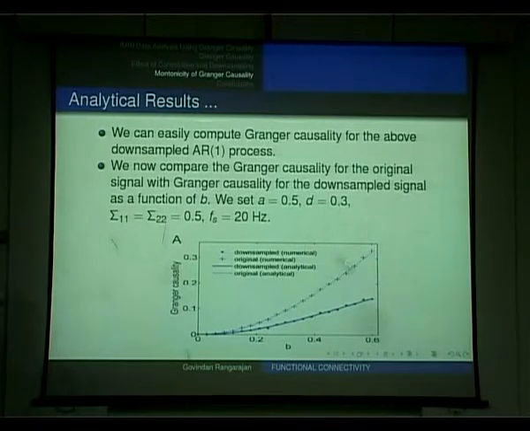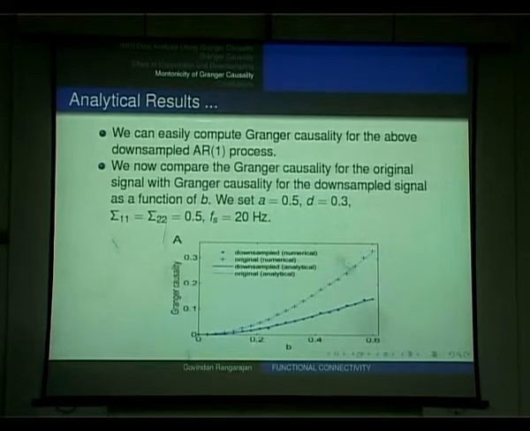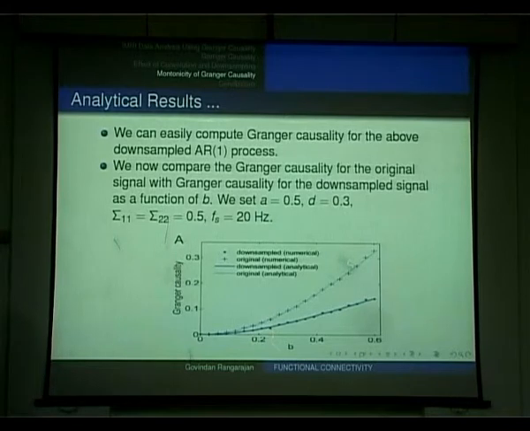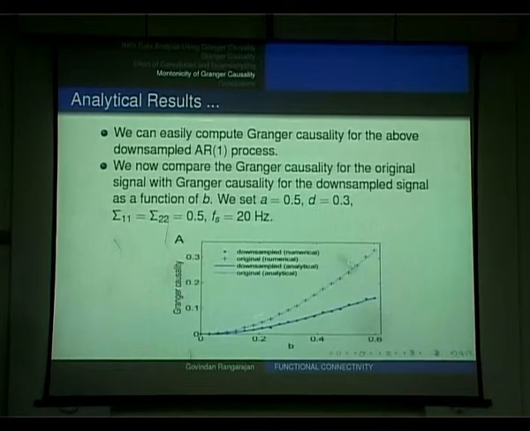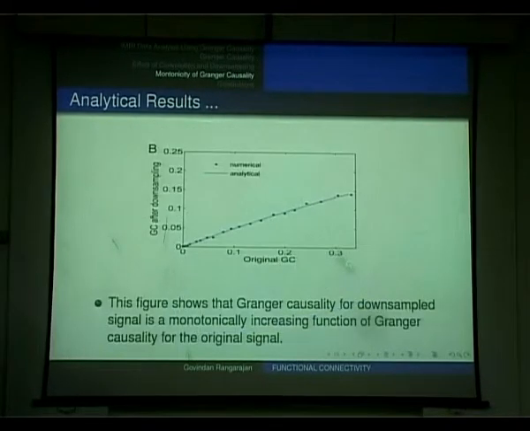So that's what I mean by saying that the monotonicity is preserved by this transformation from the neuronal signal to the fMRI signal. So if you have two different conditions, one corresponding mathematically to a b value of 0.2 and another corresponding to a b value of 0.4, then you can see that in fact the original Granger causality and the Granger causality after downsampling vary monotonically with one another.